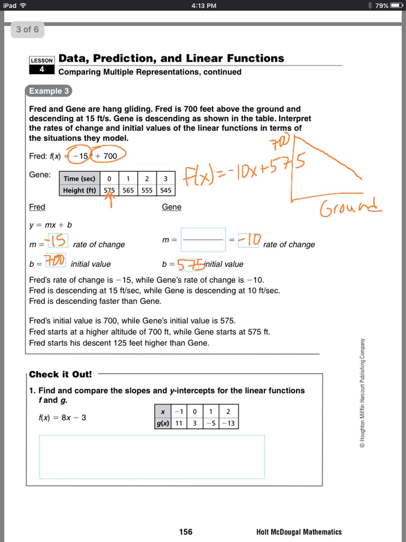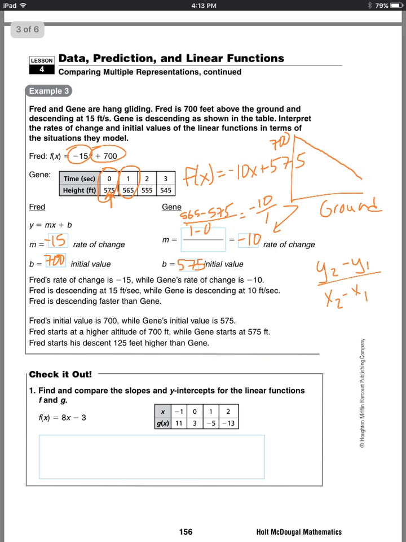But let's say you couldn't figure out the pattern of 575, 565, 555. You would have to find the slope, and you would have to take y2 minus y1 over x2 minus x1. So remember, we would take two values. Y2, we'd have 565 minus 575 over 1 minus 0. And then we get negative 10 over 1, which is negative 10. So some of them are very easy to tell the pattern, some are not.